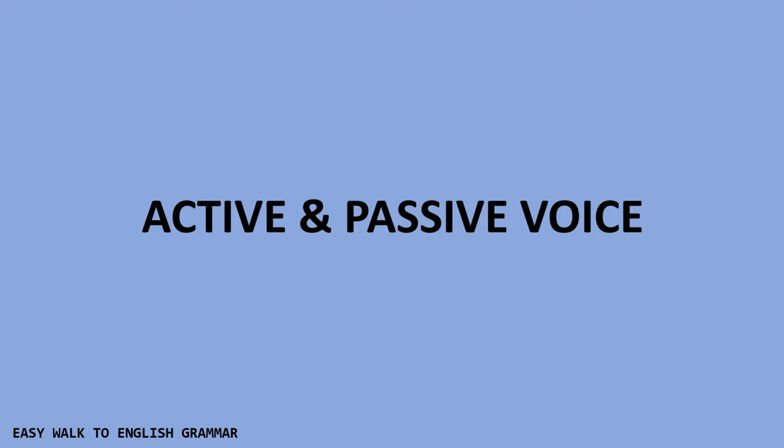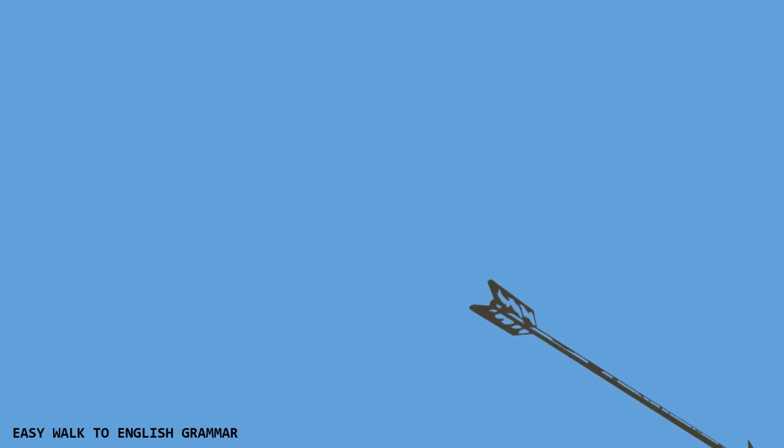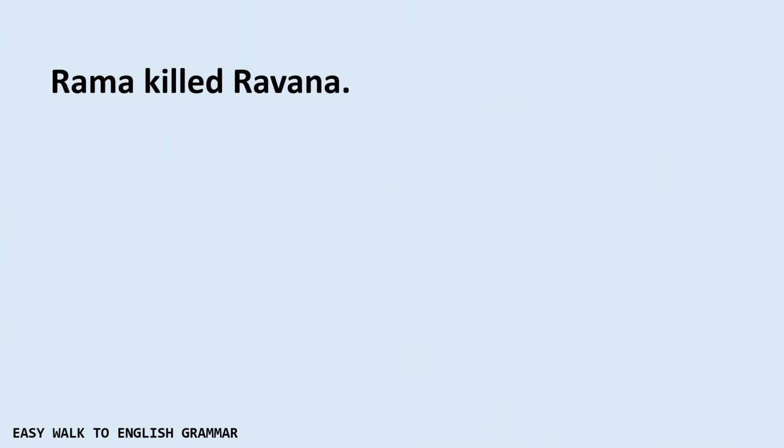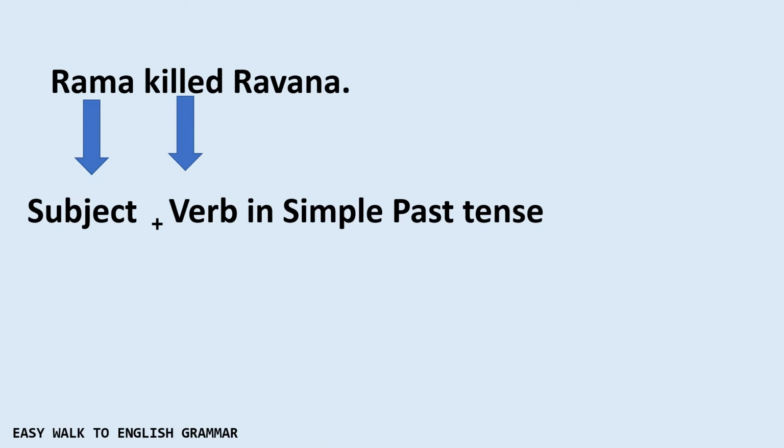We'll begin with a short episode from the great epic Ramayana. Finally, Rama killed Ravana. Friends, let's analyze this sentence. Here, Rama is the subject of the sentence, killed is the verb in simple past tense, and Ravana is the object of the sentence.